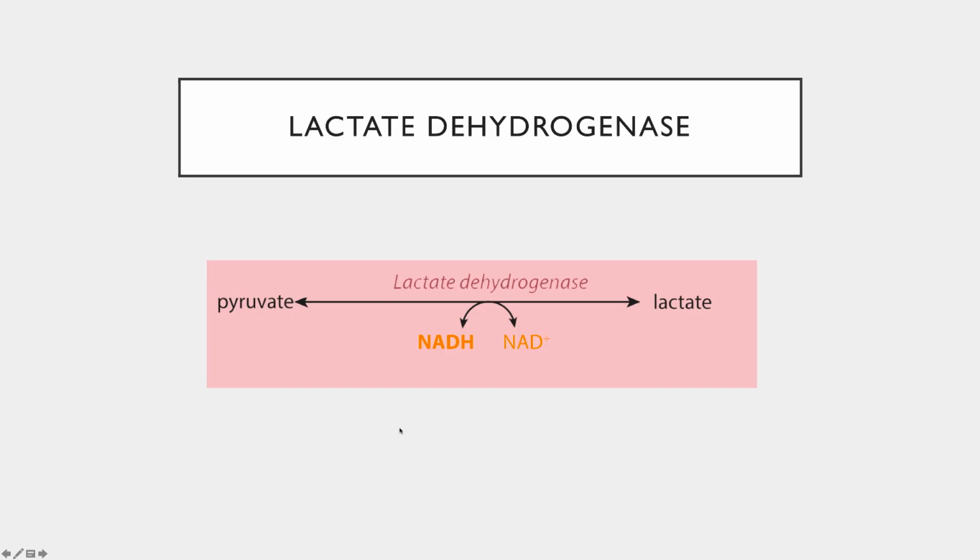So the enzyme responsible for anaerobic metabolism of pyruvate is shown here, and that's lactate dehydrogenase. So pyruvate can be reduced to lactate through the use of NADH in the cytosol. And again, the primary role of this is to regenerate NAD+ for the upstream reactions of glycolysis.